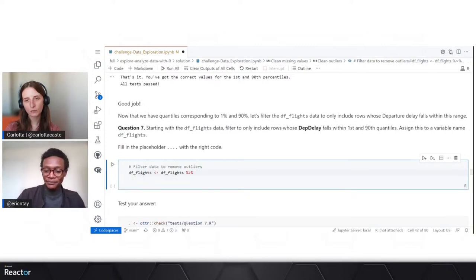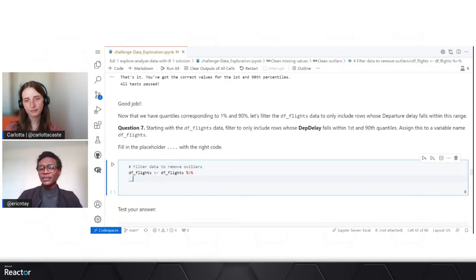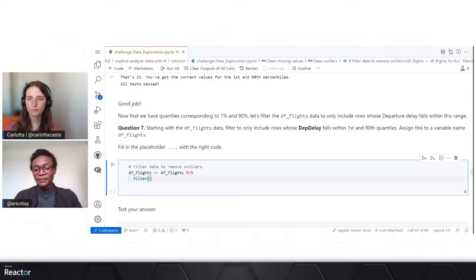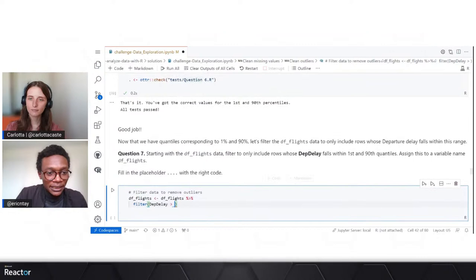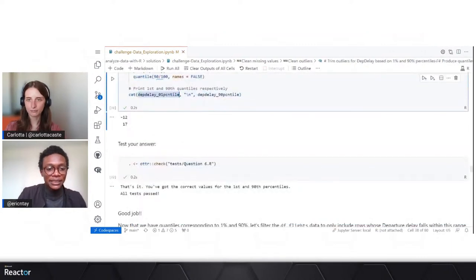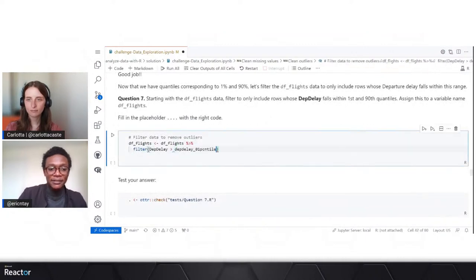Again, we'll read through the code. It's one of the strengths of R, it allows you to read through the code. So we start with the flights data, and then we want to filter for rows that satisfy some given condition. What are these given conditions? That the values of departure delay fall within the first quantile and the 90th quantile. So filter for values where the departure delay is greater than the first percentile. What did we name it? We named it dep delay 01 percentile. So we will put that there.